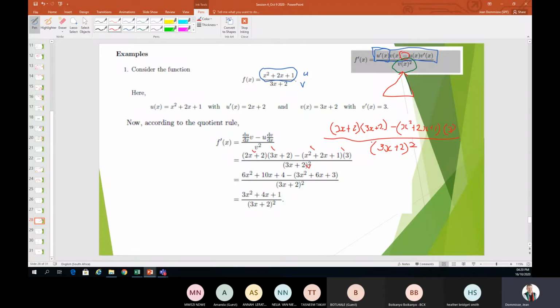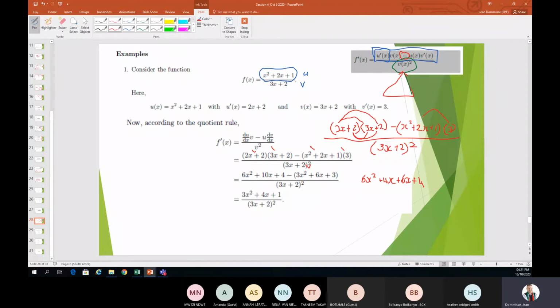Now it's nearly your algebra maths need to kick in here. So now you need to first see if you can solve that. So 2x times 3x is 6x squared. 2x times 2 is 4x. Then 2 times 3x is 6x. And 2 times 2 is 4.